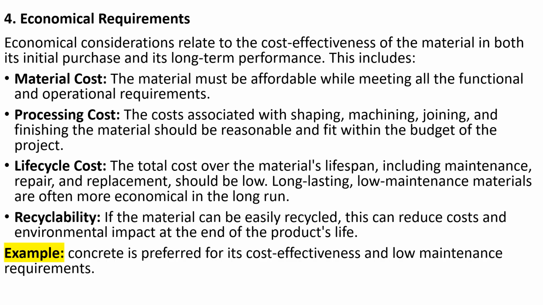For example, concrete is preferred for its cost effectiveness and low maintenance. Similarly, wood and polypropylene are also used in construction and packaging industry respectively, because wood is affordable, easy to process, and durable with a long lifespan when maintained properly. Similarly, polypropylene is also low cost, durable, and easy to manufacture, and requires minimum maintenance. So these are the four requirements which are taken into consideration while selecting the engineering material for any application.